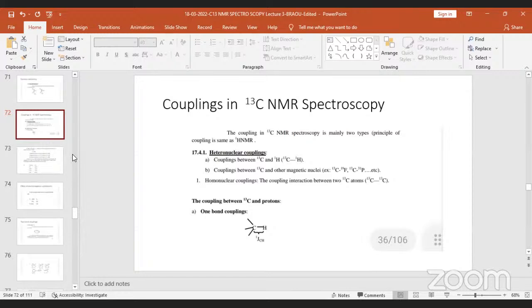Okay, that's all for today. In the next class, we will be discussing couplings in C13 NMR and applications of C13 NMR. Most probably, we'll be able to finish C13 NMR in the next session.